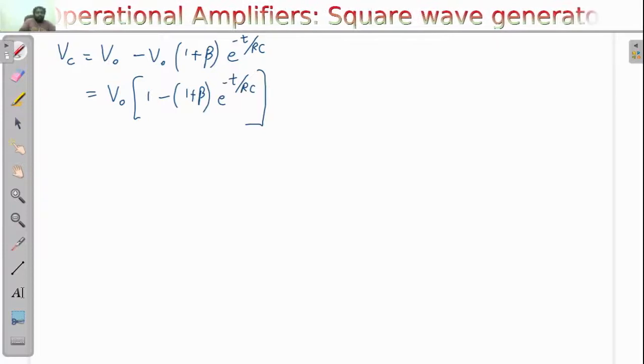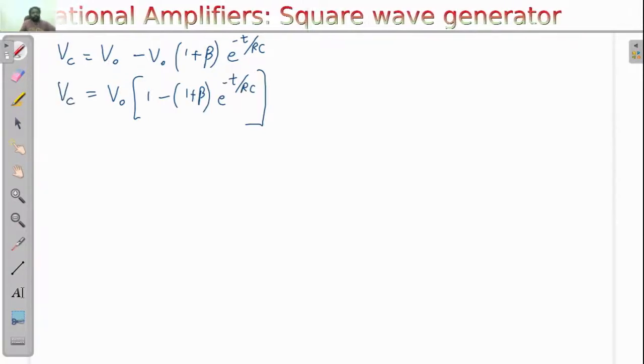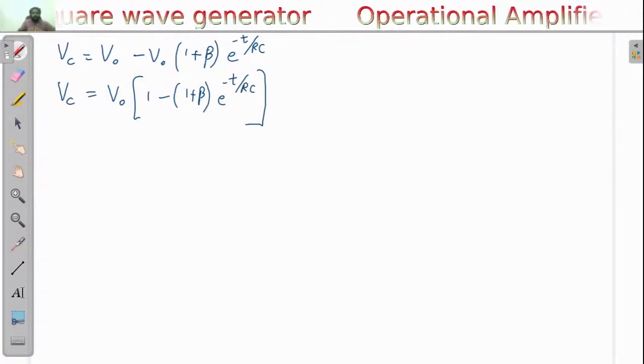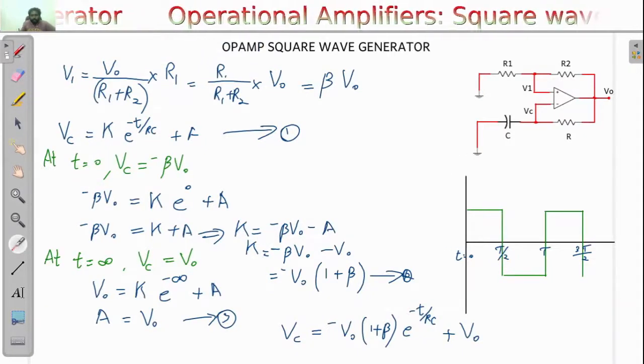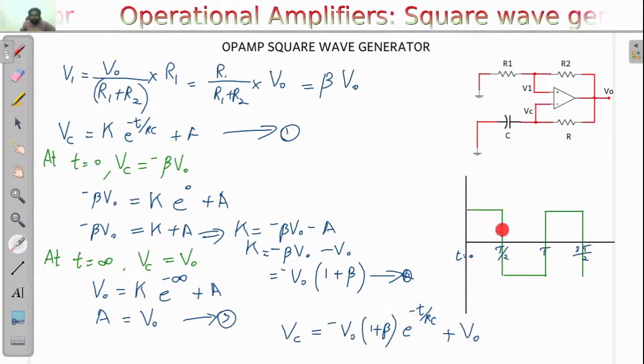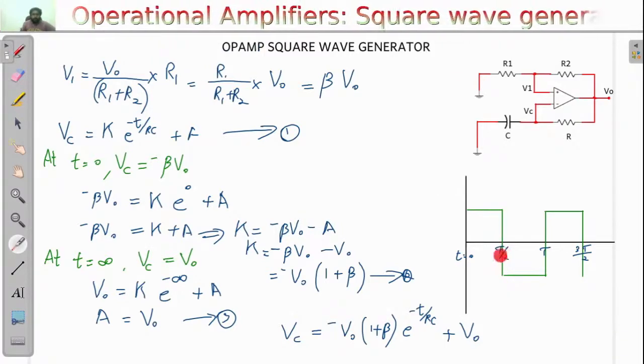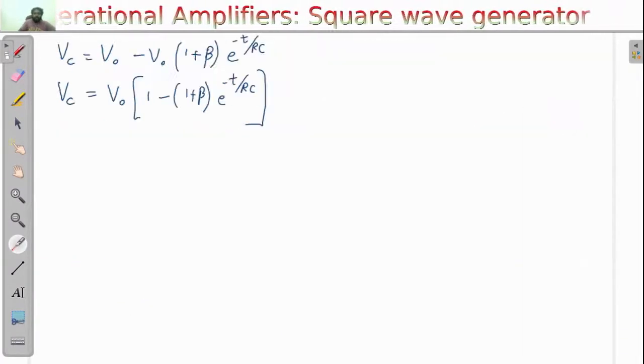So this is our equation for VC. Now we can apply the condition t equal to T by 2. It is the condition when it switches to the negative saturation. So what happens at t equal to T by 2? Let us analyze that.